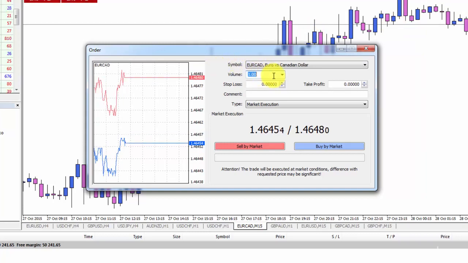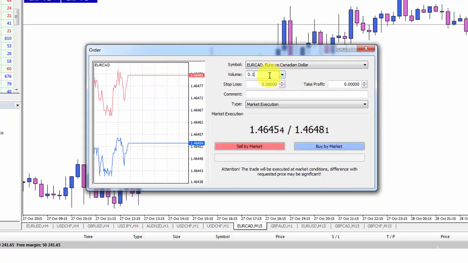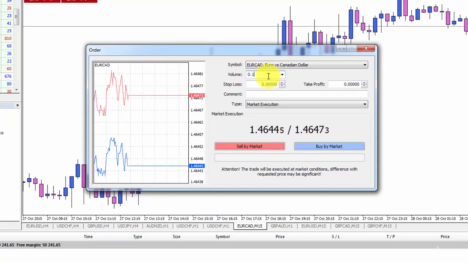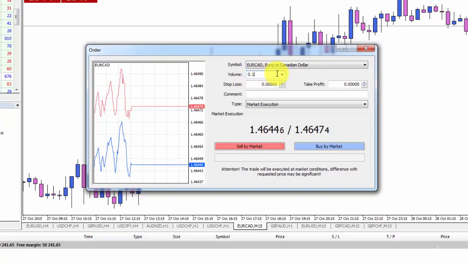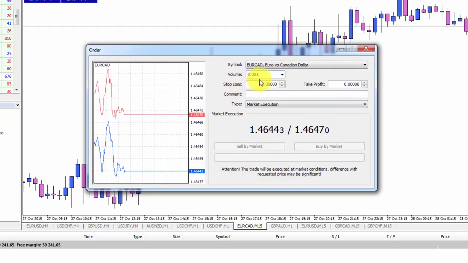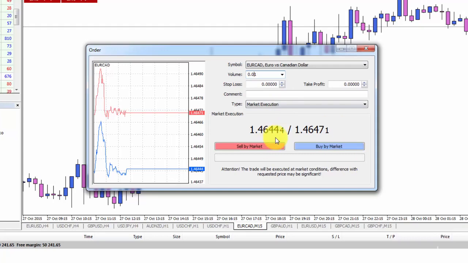So let's say you already know what volume you want to trade, and let's say it's 0.1 lots. Then you type it in here. You can also select from the drop down, but generally you can just type it in. Also make sure that your broker allows that level of lots. Some brokers, for instance, won't allow 0.01, and with most brokers you can't trade 0.001. As you can see, it's gone gray. If you're not allowed to trade that lot size, then it won't let you.